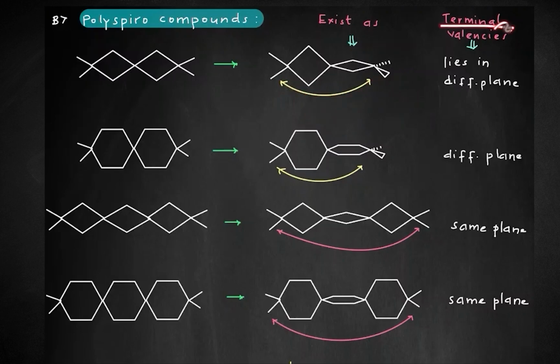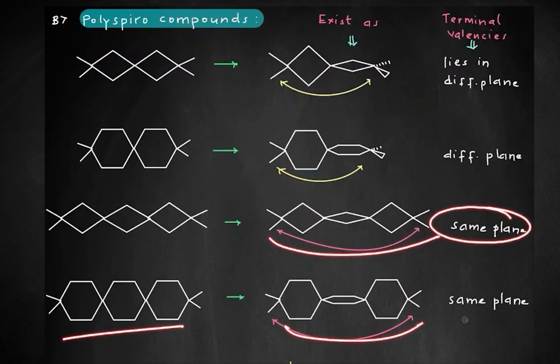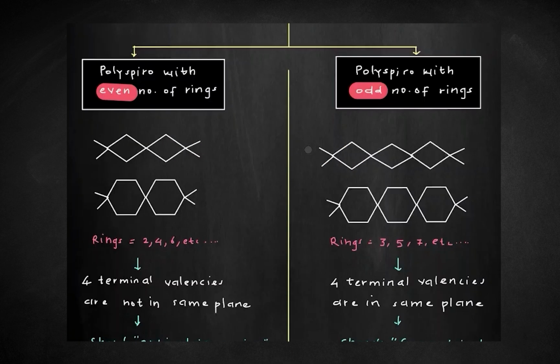Okay, so what is the conclusion? Terminal valencies of an even number of rings lie in different planes, same as what we have seen in the double bond. Again here two rings exist as perpendicular, so the actual molecule will be like this. As you can see, there's a 90 degree difference in the angle, so they will be in different planes. With 3, odd, the terminal valencies are in the same plane. So what is the conclusion here? Polyspiro compounds with an even number of rings, and polyspiro compounds with an odd number of rings.